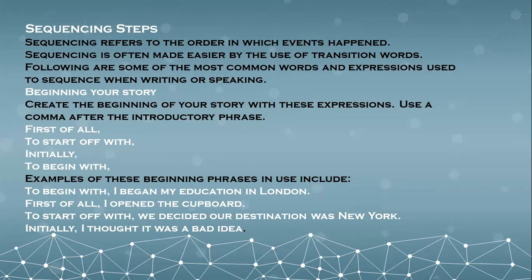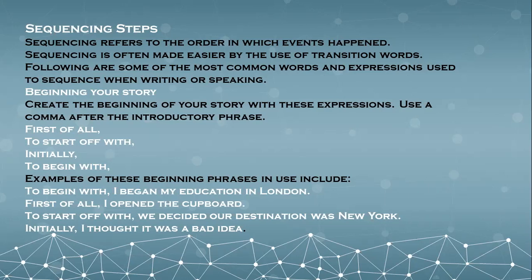Sequencing steps. Sequencing means what to write before the other, refers to the order in which events happened. Sequencing is often made easier by the use of transition words. Following are some of the most common words and expressions used to sequence when writing or speaking. Beginning your story. Create the beginning of your story with these expressions. Use a comma after the introductory phrase. First of all, to start off with, initially, to begin with. These are words you can start your first paragraph with, and don't forget to follow them by a comma.